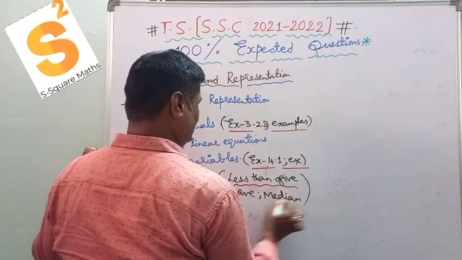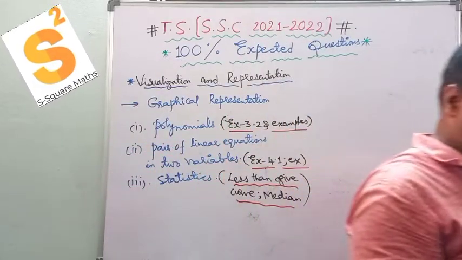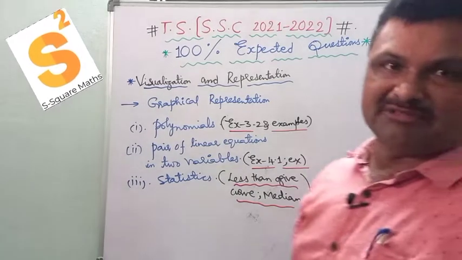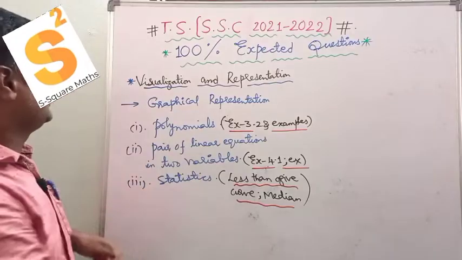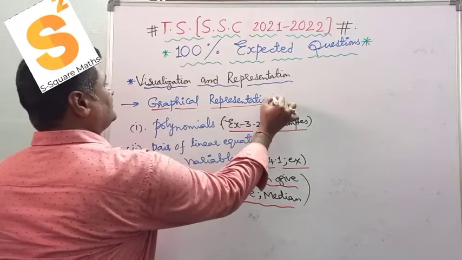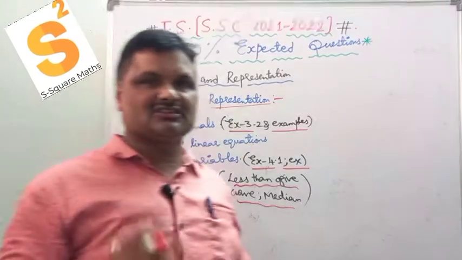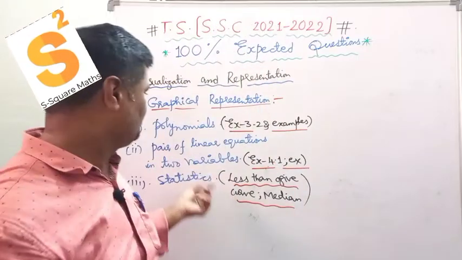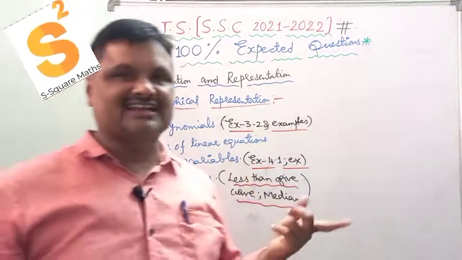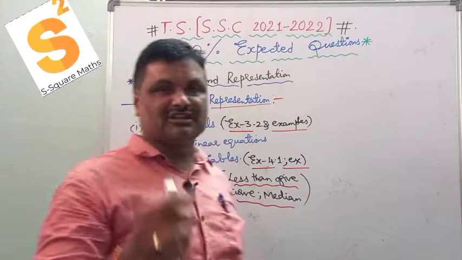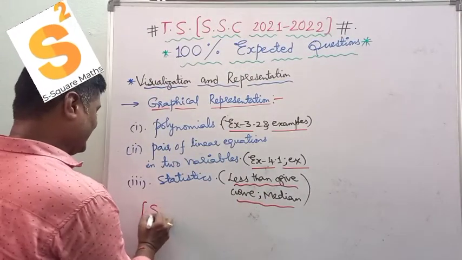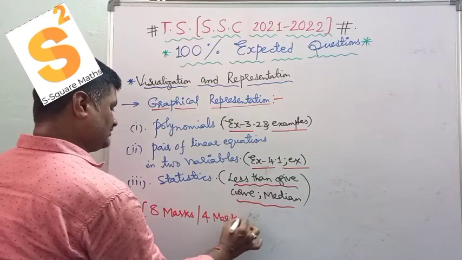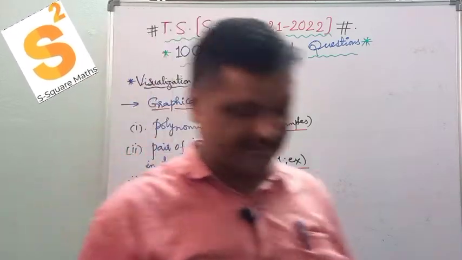Once you have a look, here graphical representation again may have three cases: 2 distinct zeros, 1 zero, that is repeated zeros, and no zeros. Here also intersecting lines, coincident lines and parallel lines. Here only the one case. So compulsorily you are going to get 8 marks or 4 marks. So keep it in mind.